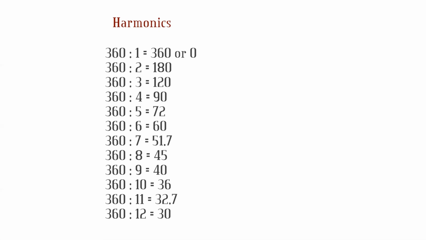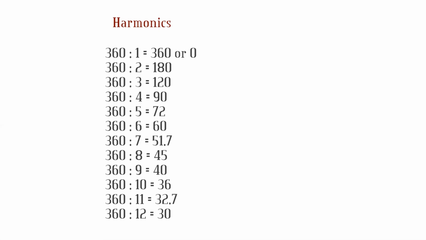360 divided by 2 is the opposition, 360 divided by 3 is the trine, 360 by 4 is the square, by 5 is a 72-degree aspect, by 6 is the sextile, by 7 is the 51.7-degree aspect, which is a septile, by 8 it's a semi-square, 45, by 9 is 40 degrees, by 10 is 36 degrees, by 11 is 32.7, by 12 we have 30, the semi-sextile.